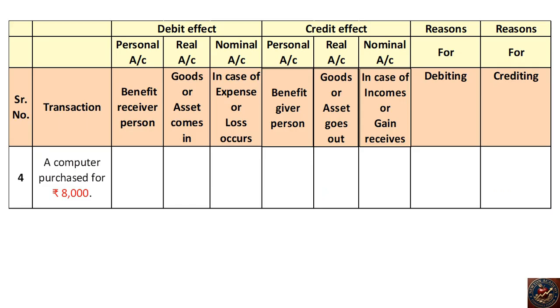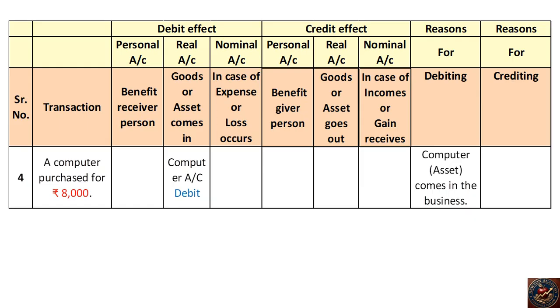A computer purchased for 8,000 rupees. The debit side. A computer is a tangible asset belonging to the business. When we buy a computer, it comes into our office. According to the real account rule, we debit what comes in. Therefore, we debit computer account. The reason for debiting is simple. Computer, asset, comes in the business.